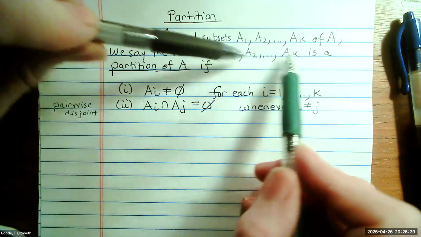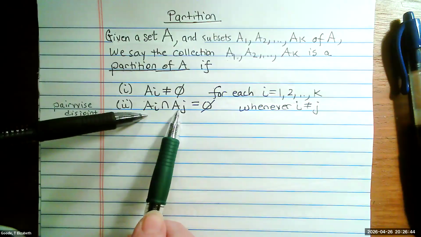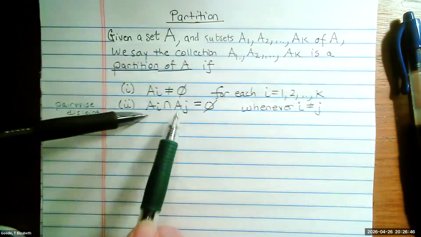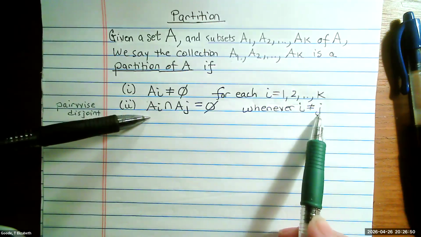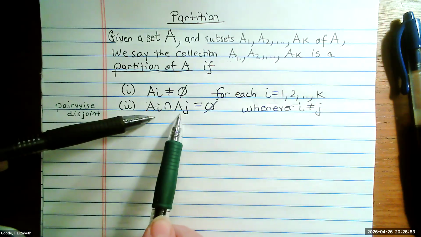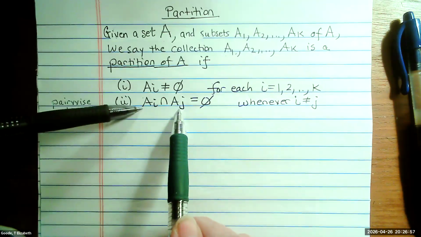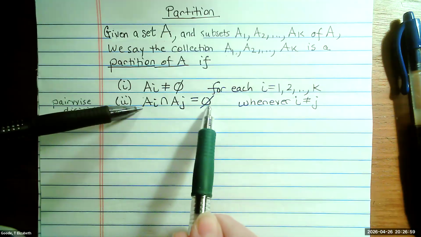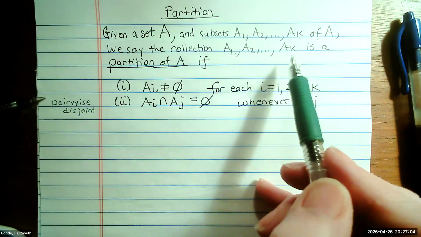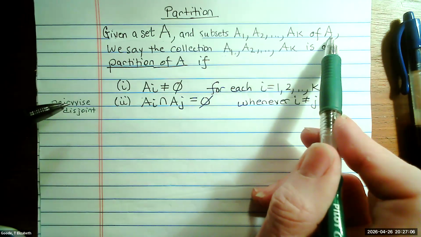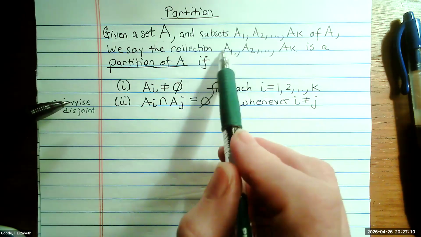A2 intersect AK. If you take any two of these sets, two at a time, and you intersect them, as long as you're taking two different sets, that's what this is telling us. When we say i is not equal to j, we're just saying we're making sure we're taking two different sets from the collection and we're intersecting them. We should not find any elements in their intersection. So intuitively, that means there is no element from set A that appears in more than one of these sets.